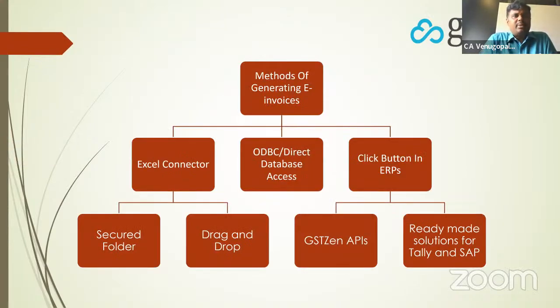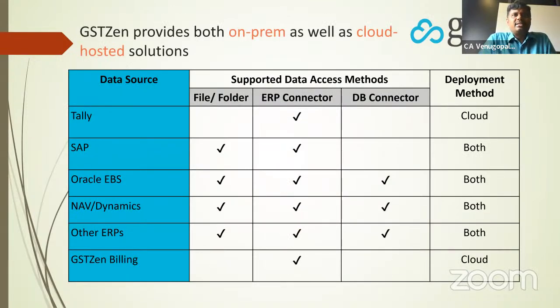GSTZen has the ability to connect to the government database using Excel, an ODBC, or a push button directly in your applications. All these methods of generating e-invoice are possible. That is what we are now going to see in a demo in a while. Connectors are supported, there is a direct ERP connector, and there are database integration models. Looking at your software, you can get in touch as to how this happens.